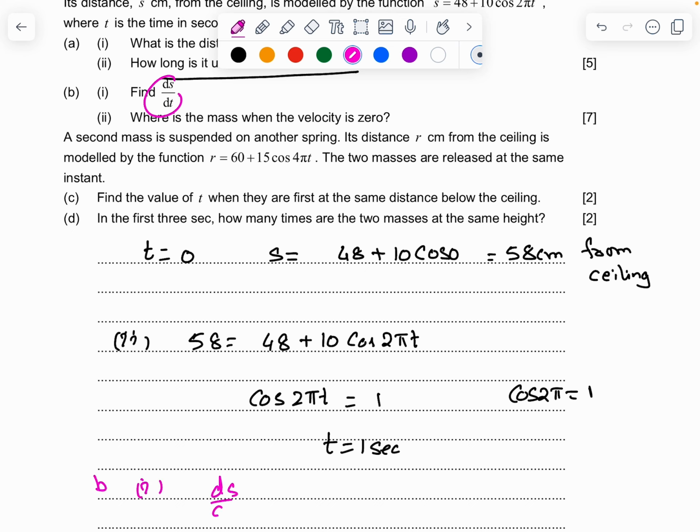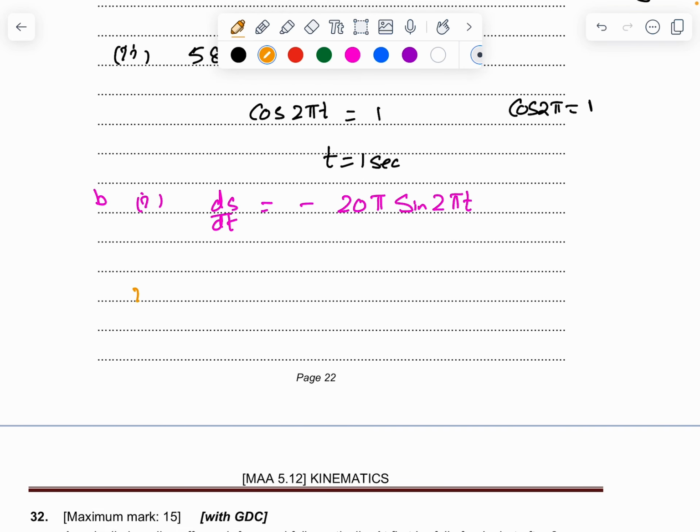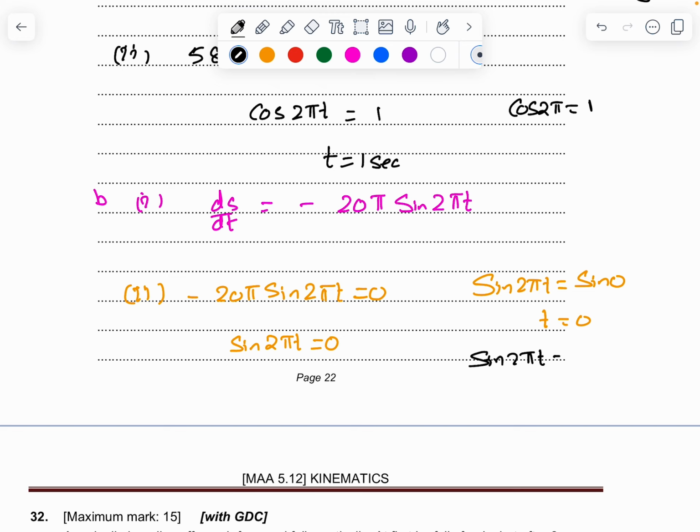Find ds upon dt. What is ds upon dt? Derivative. Cos derivative is minus sine. Minus 20 pi sine 2 pi t. Where is the mass when the velocity is equal to 0? So minus 20 pi sine 2 pi t equals 0. So sine 2 pi t equals 0. So it can be sine 0 or sine pi. Sine 2 pi t can be equal to sine 0, which gives me t equals 0, or else sine 2 pi t should be equal to sine pi. So this gives me t value as 1 by 2.